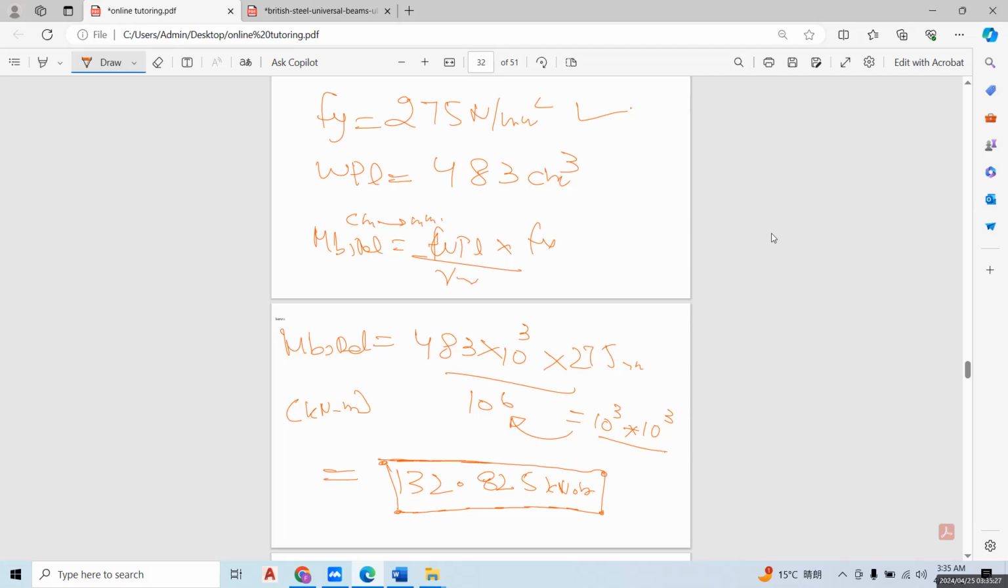What's the unit of the final answer? Kilonewton meter. Kilonewton meters, yeah? Yes. Is it kilonewton meters or kilonewton per meter? No, it's not a per. It is kilonewton meter. Okay, I see.